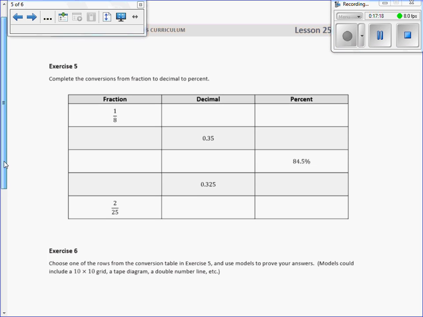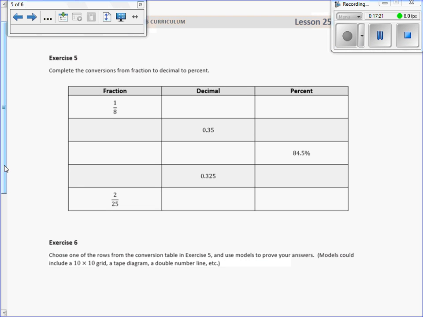Exercise 5. Complete the conversions from the fraction to decimal to percent. Fraction 1/8. Decimal, I'll do my work up here. 8 goes into 10 once, 8, 20. 8 goes into 20 2 times, that's 16, and 4, then 5. Okay? So 1/8 is 0.125 as the decimal. So the percent is 12.5%.